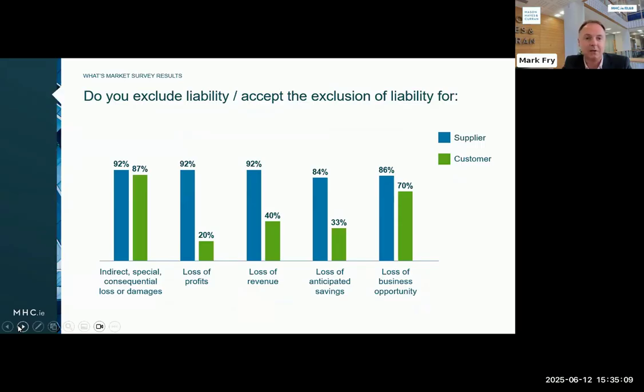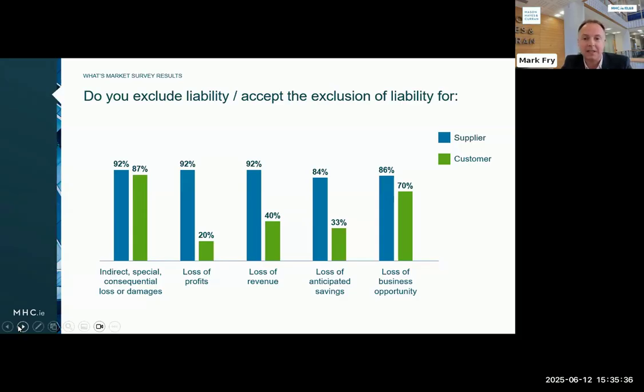So we've asked, do you exclude liability or accept the exclusion of liability for certain types of indirect, special, or consequential loss? And the data shows us quite clearly, it's very much market practice for both suppliers and customers to routinely exclude liability for indirect or consequential loss. And that very much aligns with the common law principles that you'll all be familiar with, that parties can only recover damages that are reasonably within their contemplation at the time the contract was made, or which arise as a probable result of the breach.